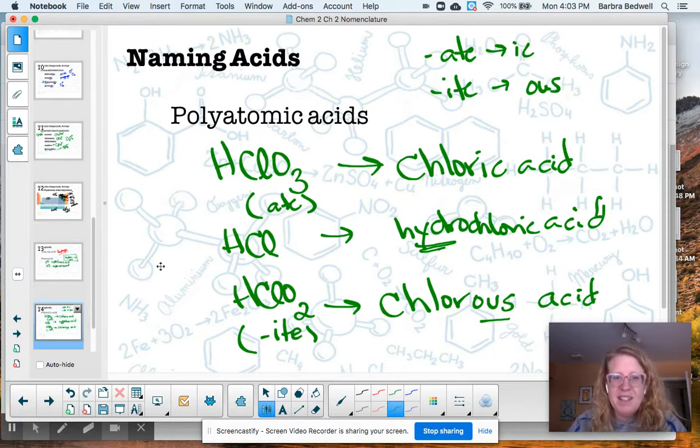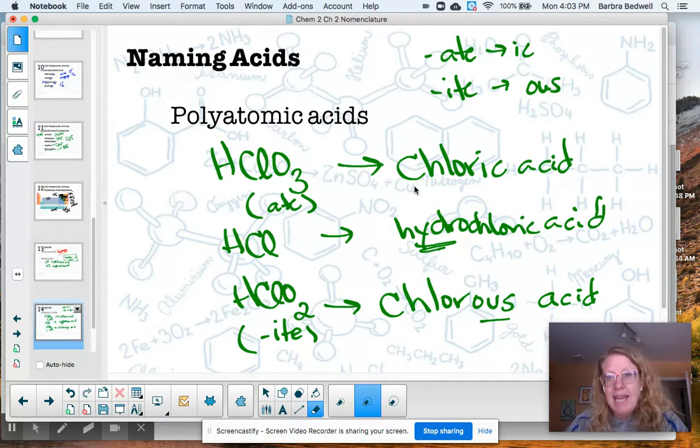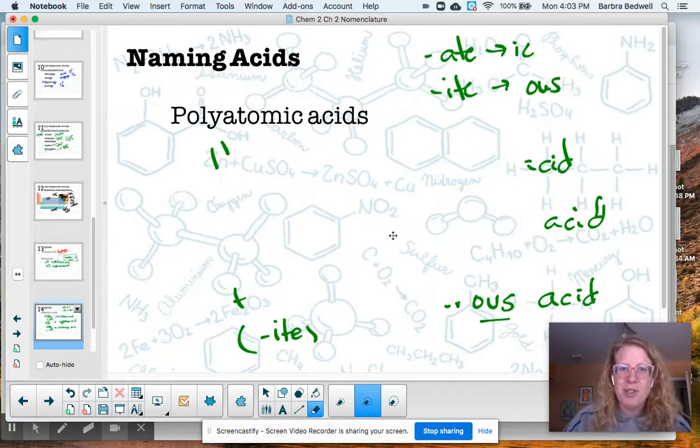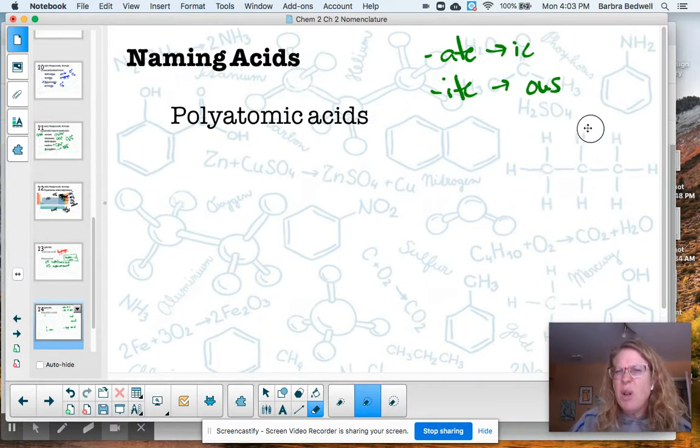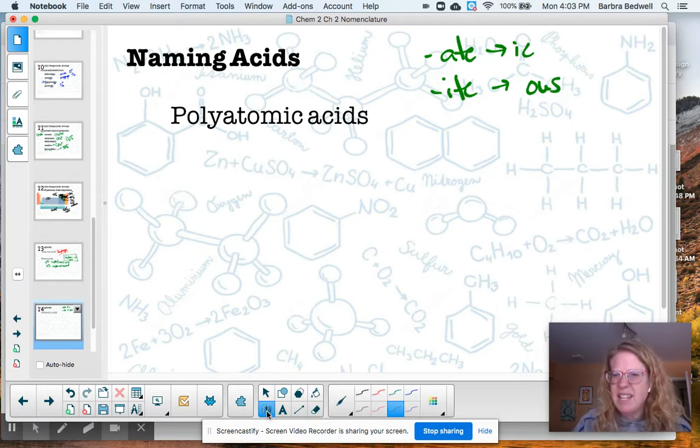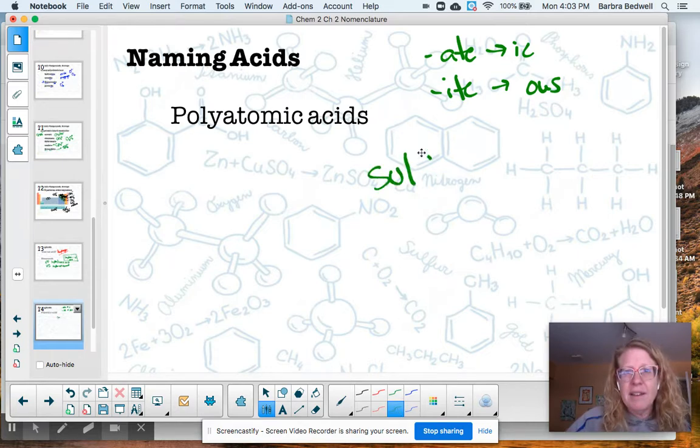So I'm going to give you one more example here, not to trick you, but to give you an example of practicing this. The ate and the ite go to ick and ous. It's definitely a very strange sort of experience. And again, the OUS acids are pretty rare, just like the ITE versions are pretty rare. So here is the difference. I'm going to have you write sulfuric acid.